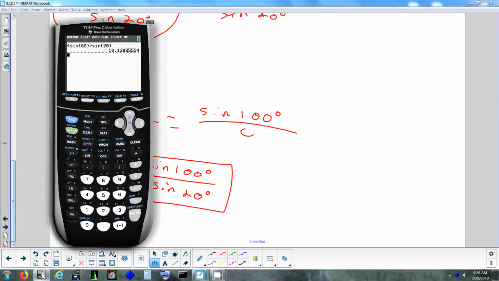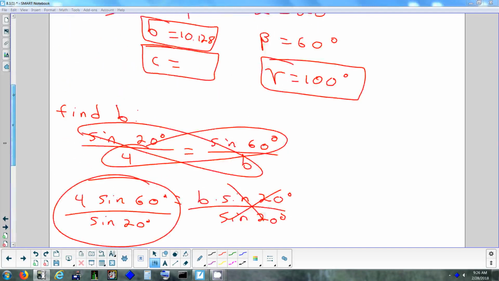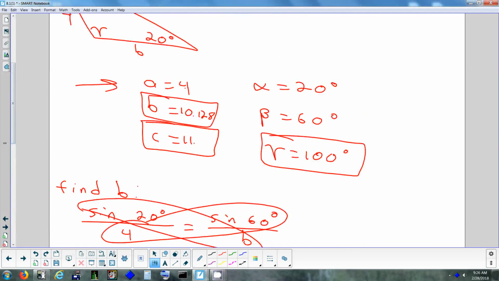Great, and now take that in. If you have it on your calculator, you can just pull up the last calculation you did and just change one number. So put in 100, and now we get 11.518. Any question on that?